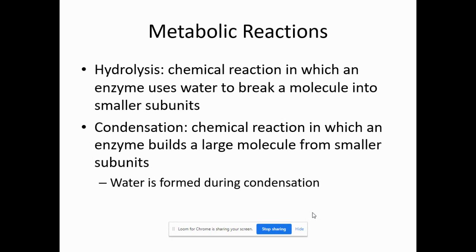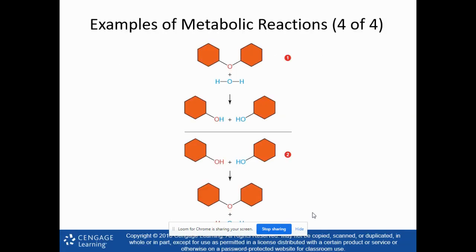Make sure you understand the differences and what occurs in each one. In hydrolysis, a polymer is broken down as well as a water molecule. In condensation, a polymer is built up and a water molecule is formed.